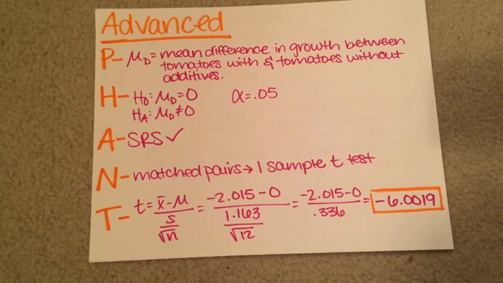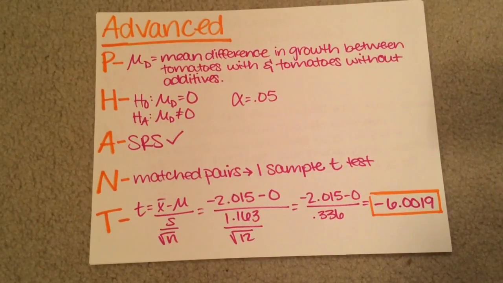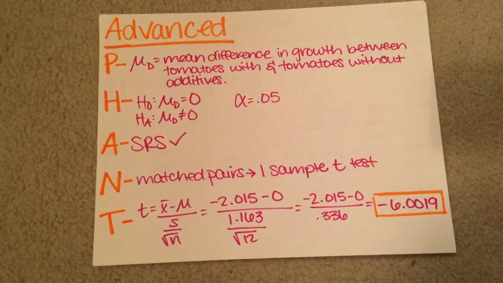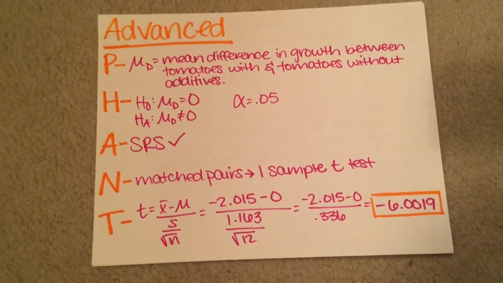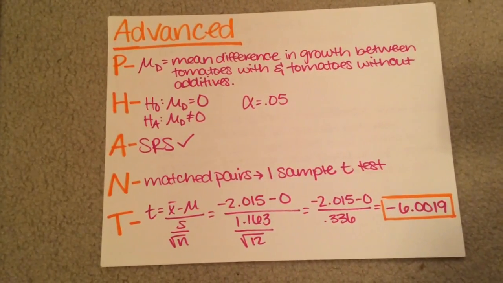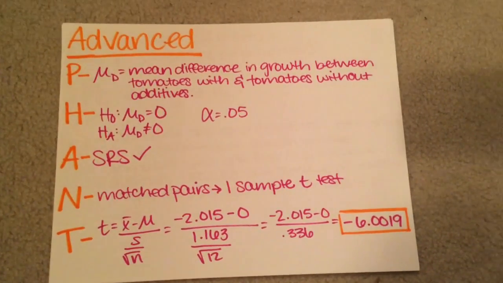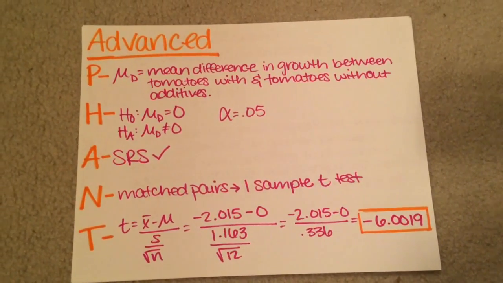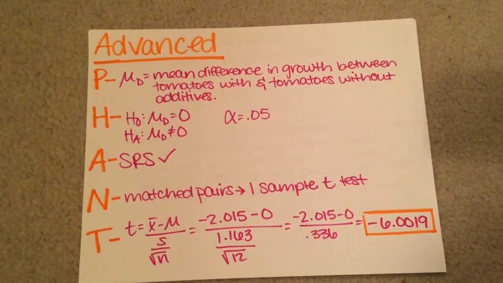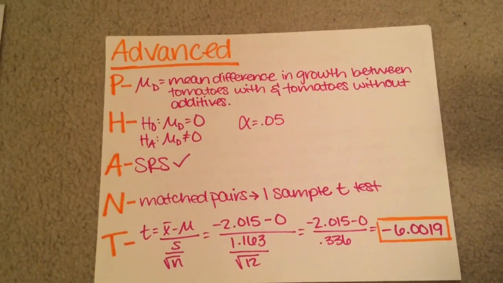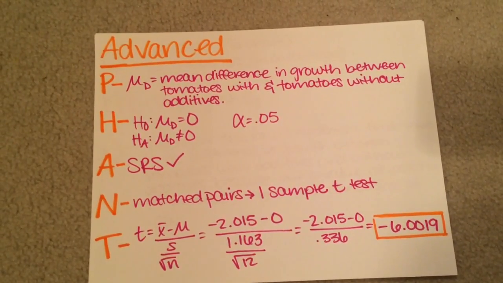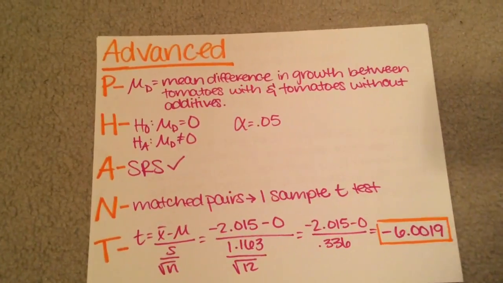The sample mean is negative 2.05, the mu is 0, the s is 1.163, and n is 12. S over the square root of n is also known as standard error. We are given s, n, and the standard error. 1.163 over the square root of 12 is equal to 0.336. So for this problem, whether you use 1.163 over the square root of 12 or 0.336 in the equation, you get the same answer of a t-score of negative 6.0019.